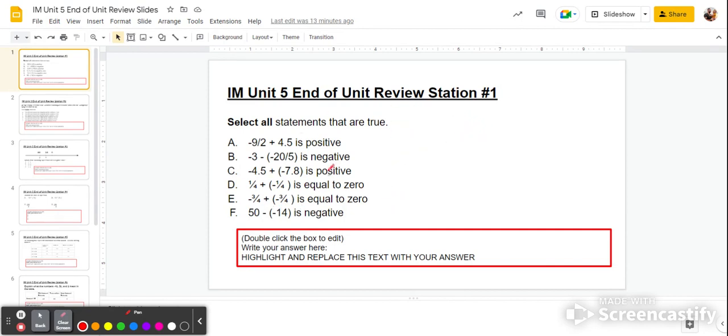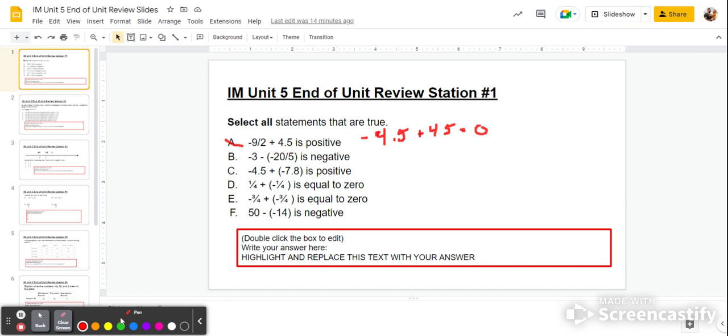As you're looking at the first one here, we've got select all statements that are true. A, negative 9.5 plus 4.5. If I simplify, that's negative 4.5 plus 4.5, which equals 0. And that is neither negative nor positive. Notice that the D and E we have equal to 0. So if it's not negative or positive, that is not an option. So A is not an option.